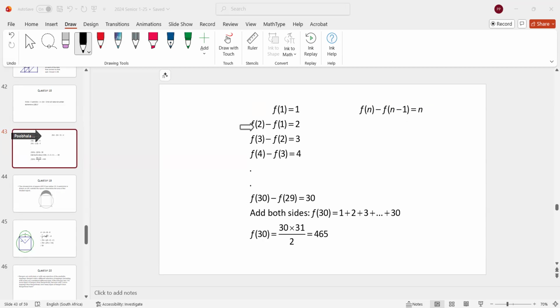Like you got f of 2 minus f of 1 is n. So it's 2. F of 3 minus f of 2. These are consecutive numbers. And then n minus 1. And that'll be 3. So it writes all these things down. Then we say add both sides. So what does this mean?